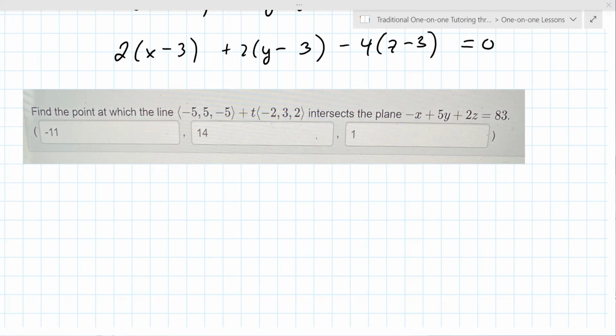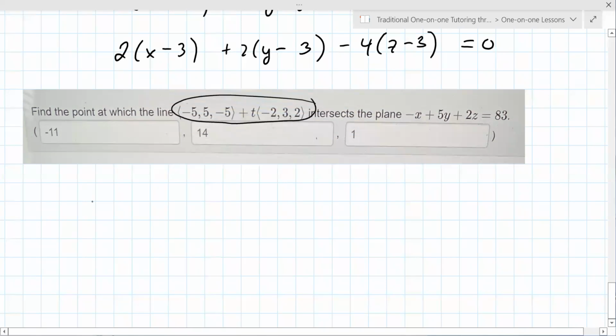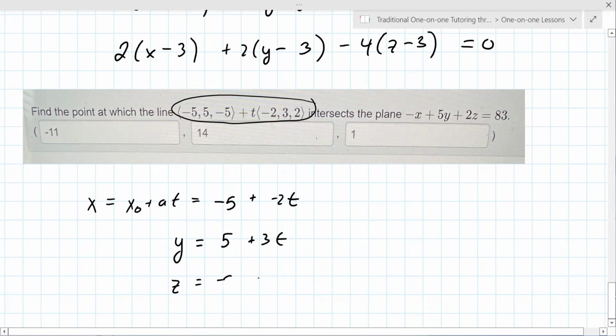All right, I'm back. Okay, so it's actually more straightforward than I thought. I mentioned we wrote this form earlier. The form is x equals x naught plus at. But in terms of this problem, it's -5, that first value, that's your x naught, plus -2 times t. And where am I going with that? Well, we're going to do the same thing for the others: y is 5 plus 3t, and z is -5 plus 2t.